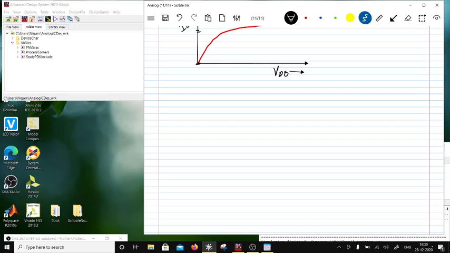So if I take a PMOS device like this, and this is the source, and if I connect the two PMOS devices like this, and if I short this out here, so this is referred to as a diode connected transistor.